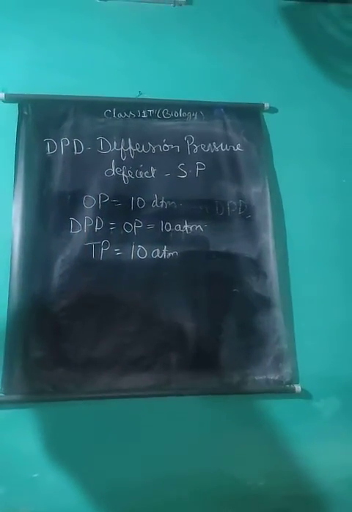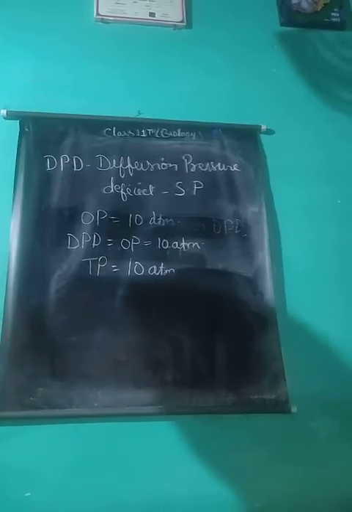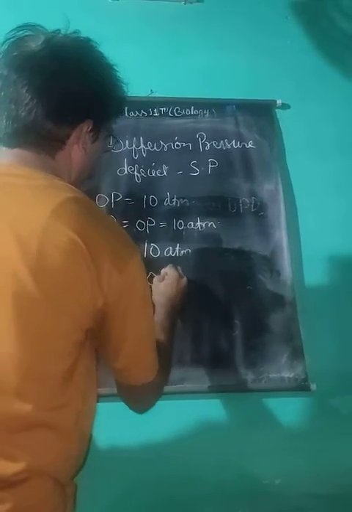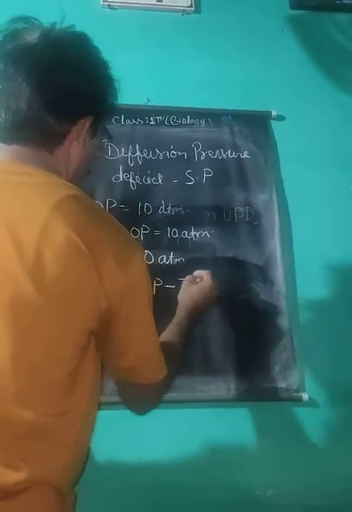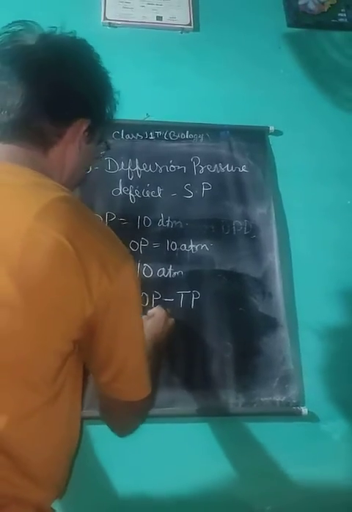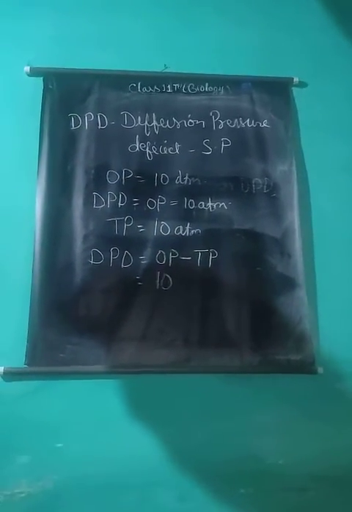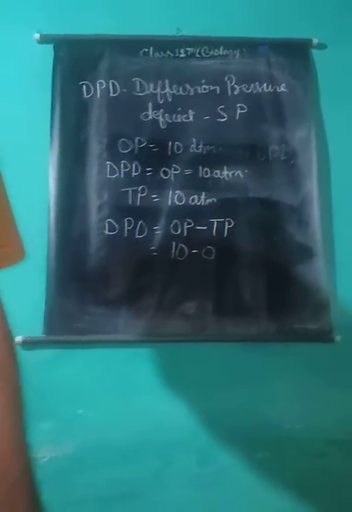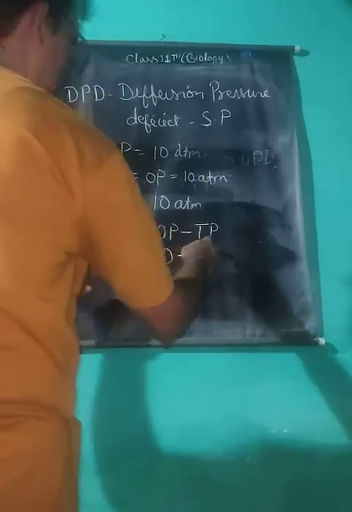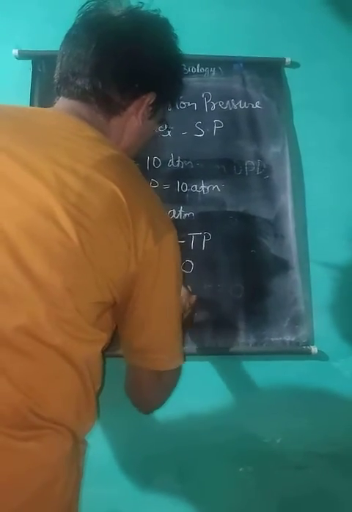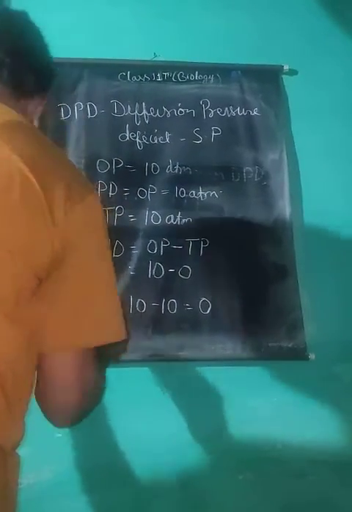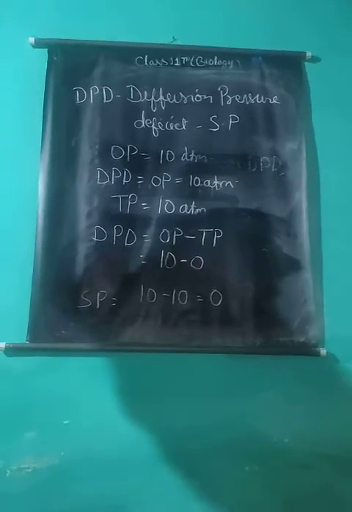So therefore, DPD is equal to OP minus TP. So here OP is 10 atmospheres. When it is flaccid, TP is 0, and when it is turgid, TP is also 10. 10 minus 10 is equal to 0. So here DPD or SP becomes 0 when it is fully turgid.